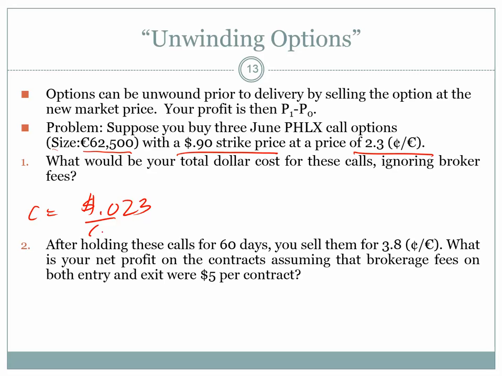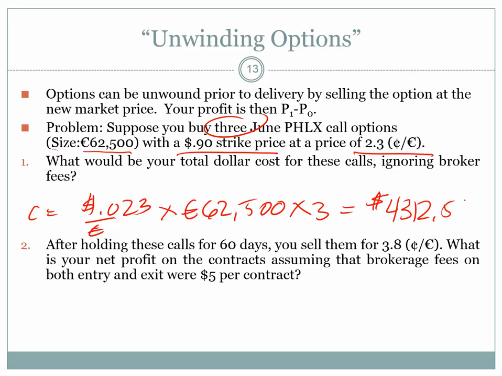2.3 cents per euro times 62,500 euros, and we're going to buy 3 contracts. So the price of that option is $4,312.50.